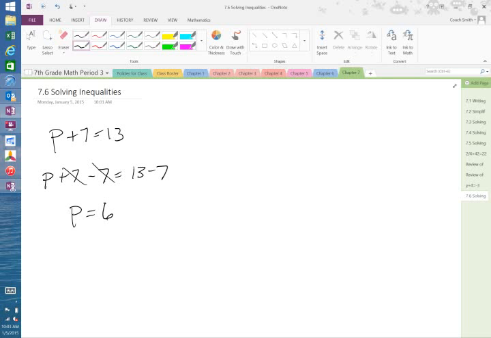However, if we're solving inequalities, it's going to look like this. P plus 7 less than 13. So they're saying the left side of the inequality has to be less than the right side of the inequality. But the process is still the same. You're still going to do exactly the same thing that we did over here.